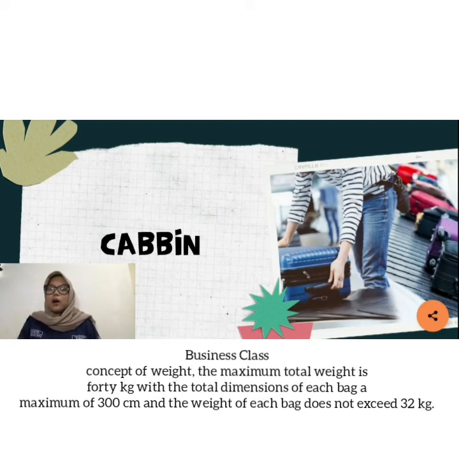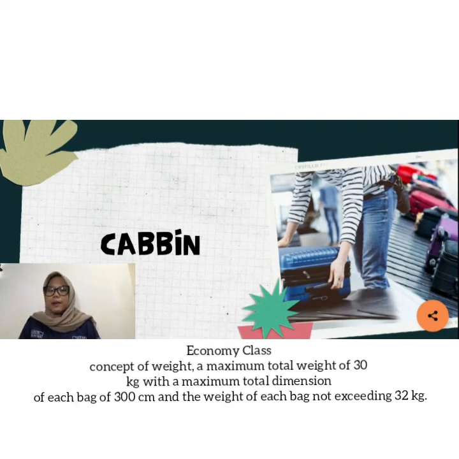Business class, weight concept: the maximum total weight is 40 kg, with the total dimension of each bag a maximum of 300 cm, and the weight of each bag not exceeding 32 kg. Economy class, weight concept: a maximum total weight of 30 kg, with a maximum total dimension of each bag of 300 cm, and the weight of each bag not exceeding 32 kg.